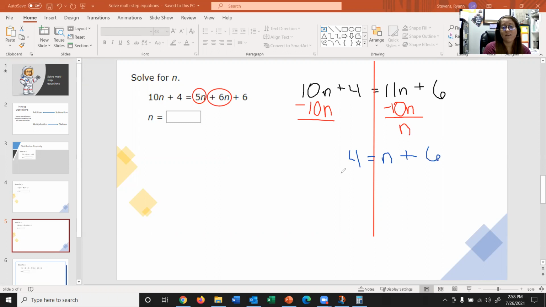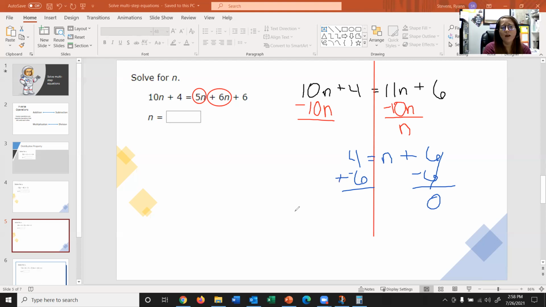Now I want to get this variable by itself by moving the 6 to the other side. And in order to move it, we're going to look at the fact we have addition. So we're going to subtract 6 from both sides, okay? 6 minus 6 is going to cancel for us, leaving us with 0. And then 4 minus 6, we can actually say that this is 4 plus a -6. Remember, subtraction is the same thing as adding the opposite.